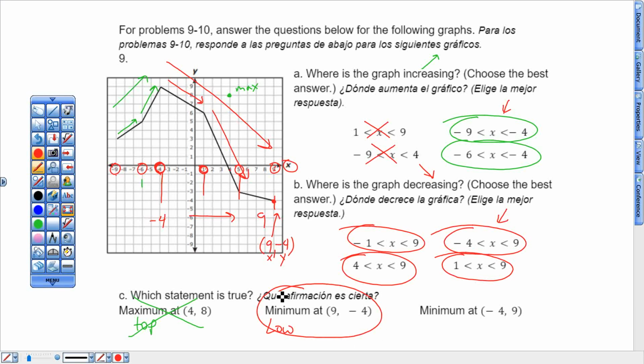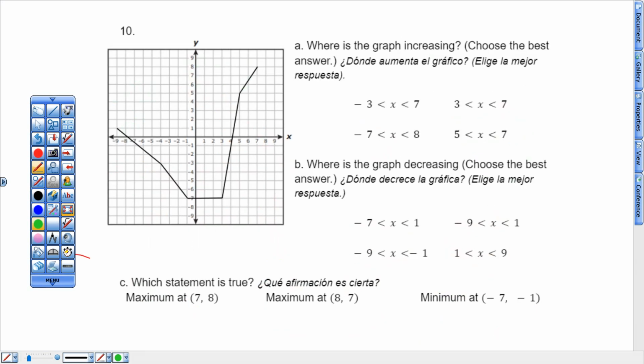That one's good. This one says a minimum at -4, +9, which is up here. And that's no good because that point right here at -4, 9, that's the maximum. But since this doesn't say maximum, that says minimum, that's no good. All right, moving on.